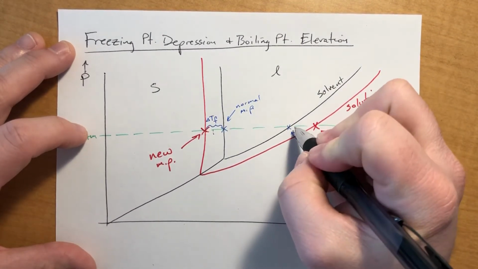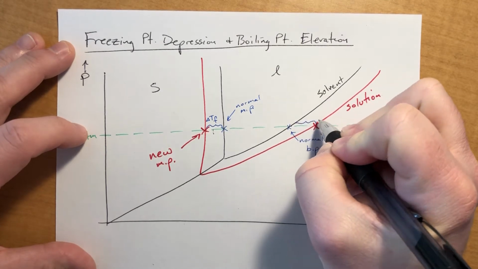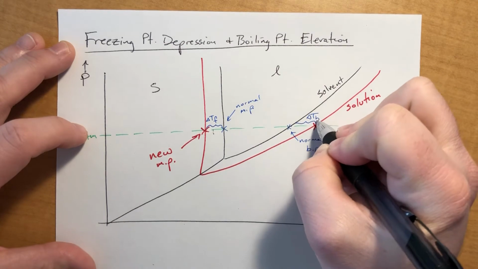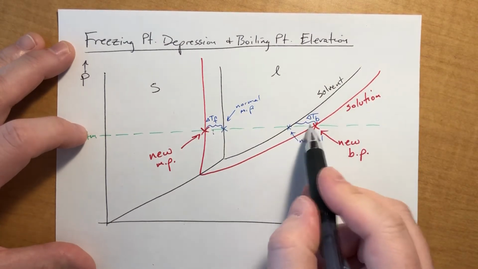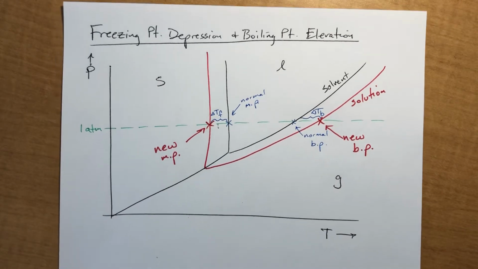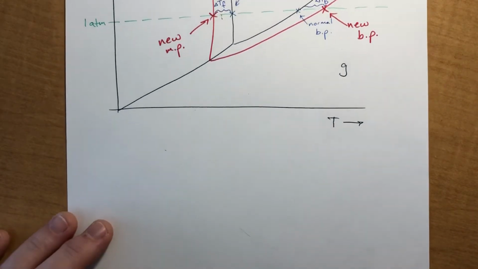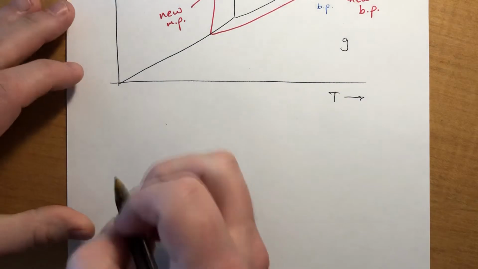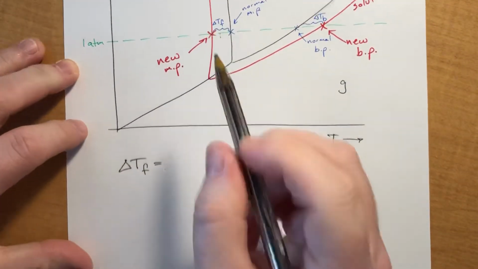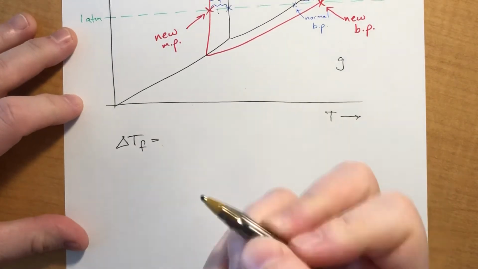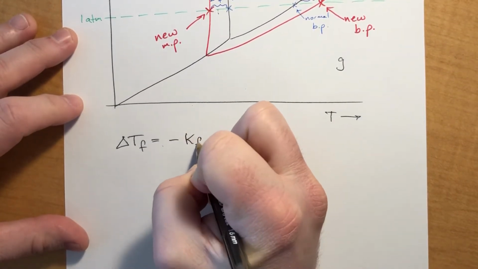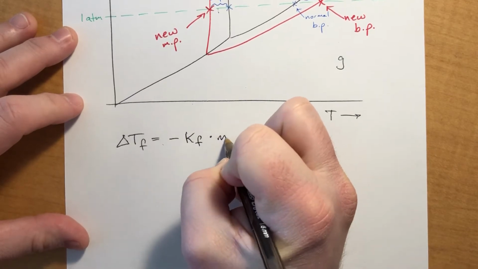Similarly, there is a change in boiling point, and this is delta TB. We want to know, how do you calculate what those values are going to be? And unfortunately, they're not the same. So we need to look at some equations. Okay, so delta TF, this change in freezing point, looks like a really simple equation, and it kind of is. It is equal to negative KF times M.